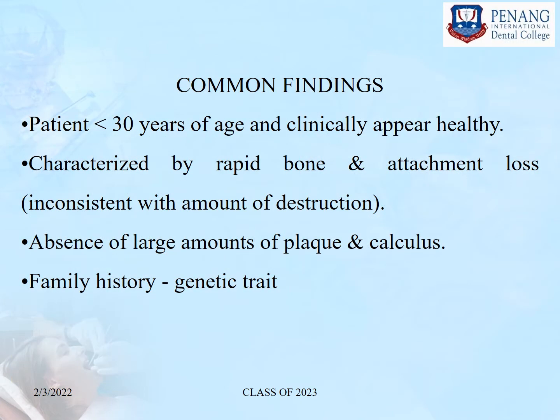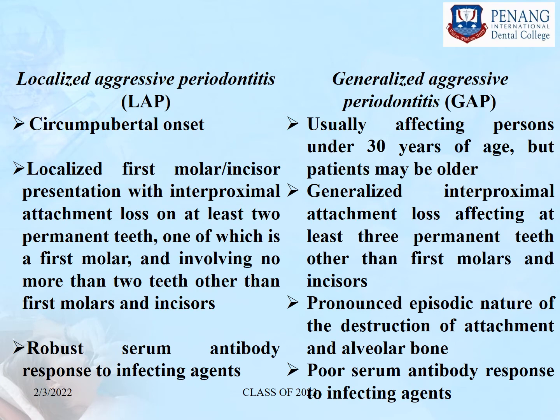Next, coming on to the common features. As already told, the patient is less than 30 years of age and apparently healthy. This is characterized by rapid bone loss and attachment loss, and absence of large amounts of plaque and calculus, unlike chronic periodontitis, which has more plaque and calculus. There is a family history of the condition. Next, coming on to the different forms, as I already told you, localized aggressive and generalized aggressive, we have already mentioned them in an elaborate manner.